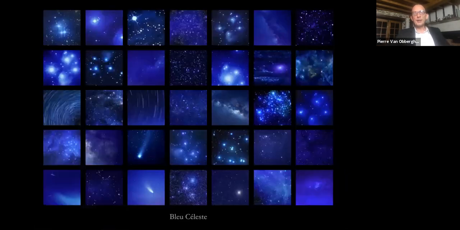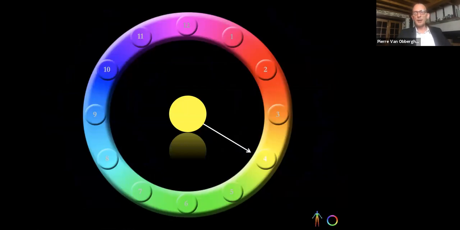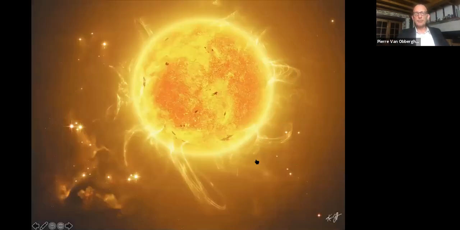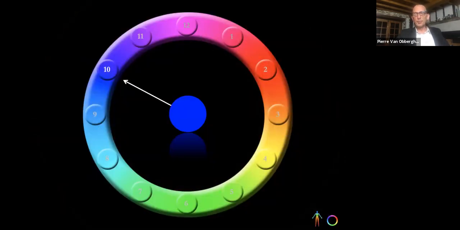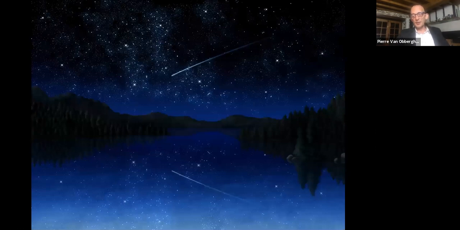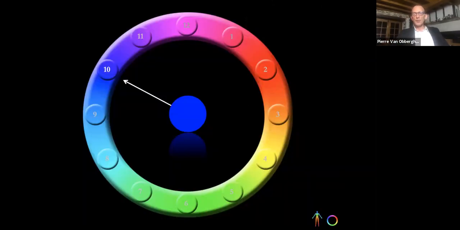And here you find one very nice complementarity. We have yellow, which is the day and the sun, and deep blue, which is the night and the other sun, because all those stars are suns. So on one side, we have wakefulness, yellow, and on the other side, we have the night.